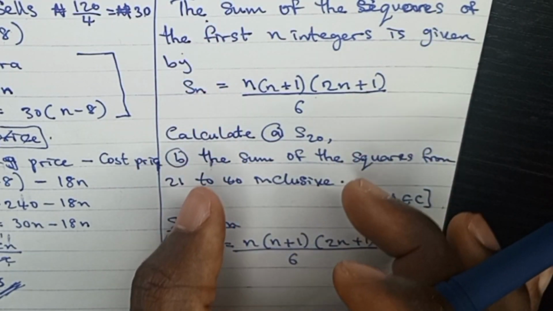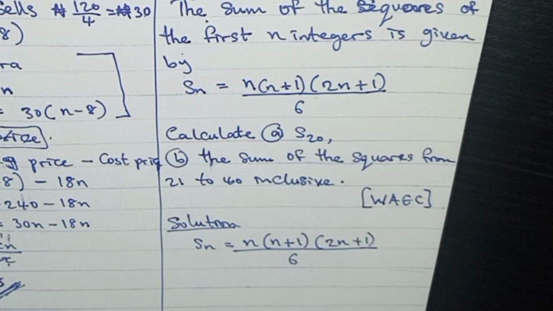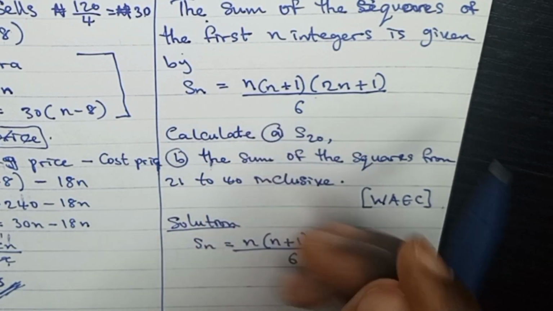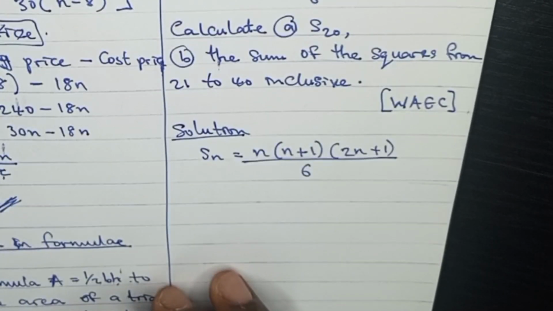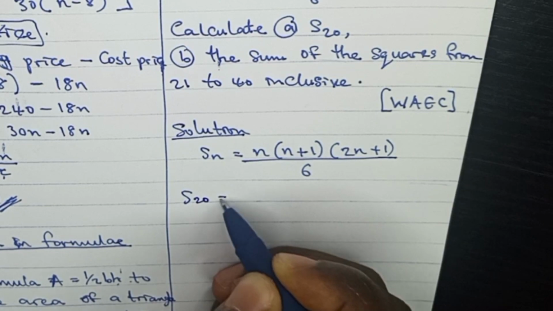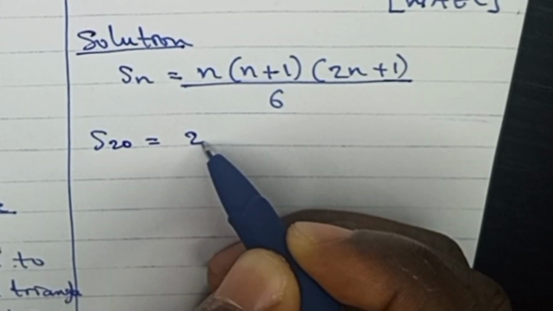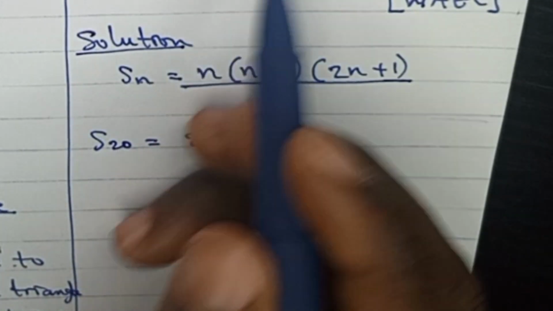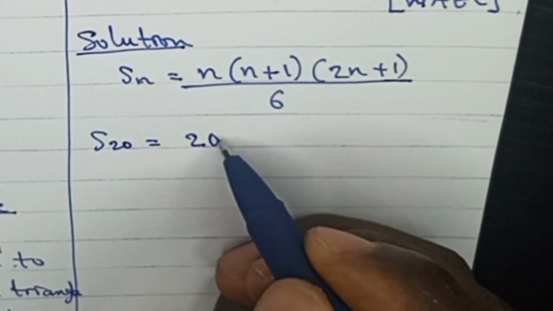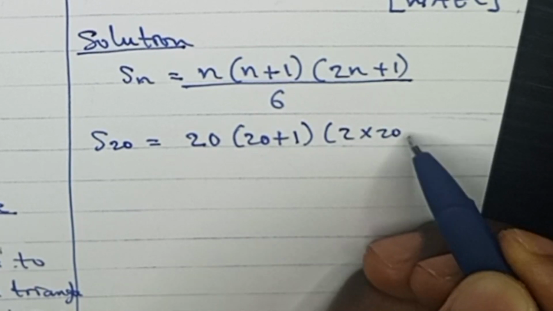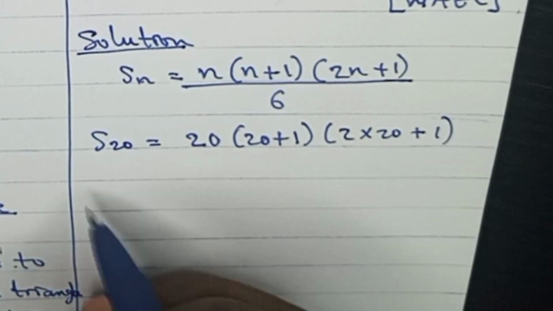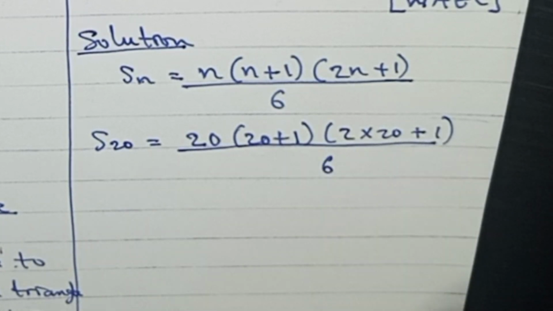So this formula is telling us that, from the first question A, it says S20. We have to find the sum of the square of the first 20 numbers, 1 to 20. We square them: 1 square, 2 square, 3 square up to 20. So with this formula, let's answer the first one. S20 is equal to 20 into bracket 20 plus 1 into bracket 2 times 20 plus 1 all over 6, because n there is 20.